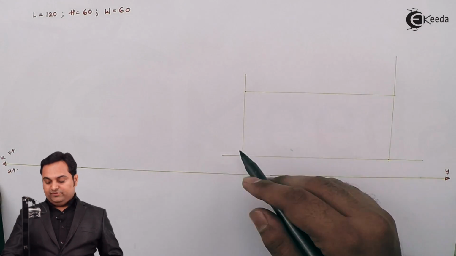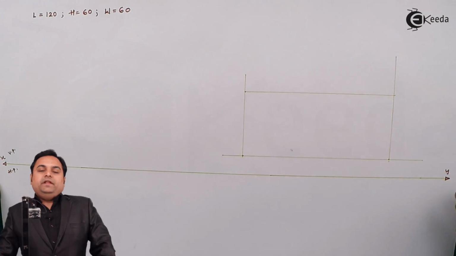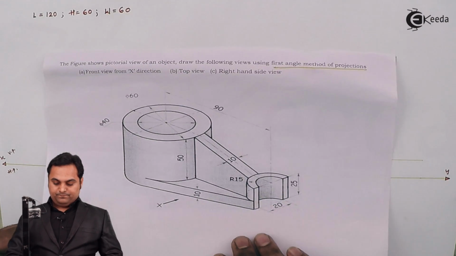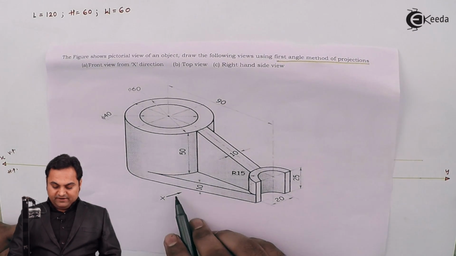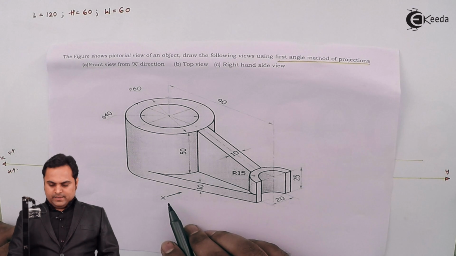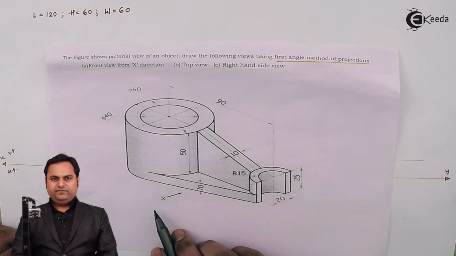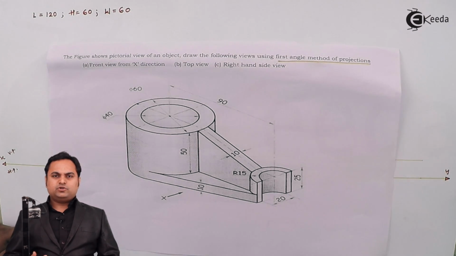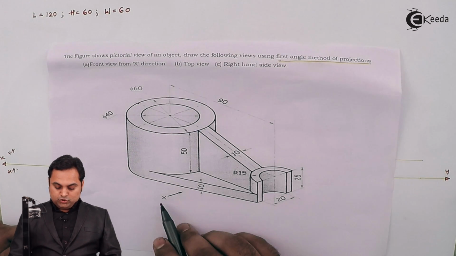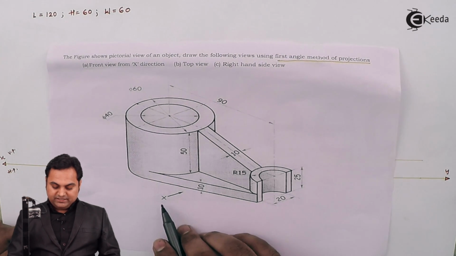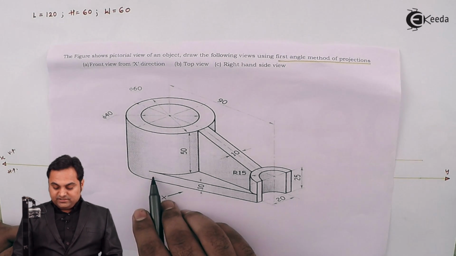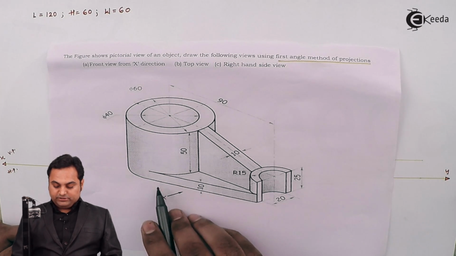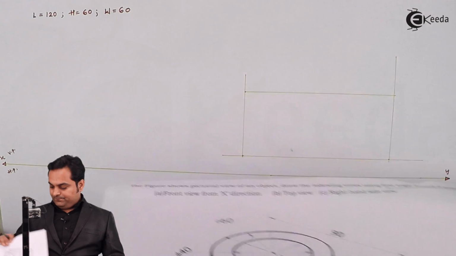Within this we have to draw the front view. When we are drawing the front view, we look along arrow X, and as an observer standing here, we see which part is close to us, and that we draw first. So when I am looking in the direction of arrow X, I can see this block of 10 mm height. So first I'll draw this block, taking height equal to 10 mm.